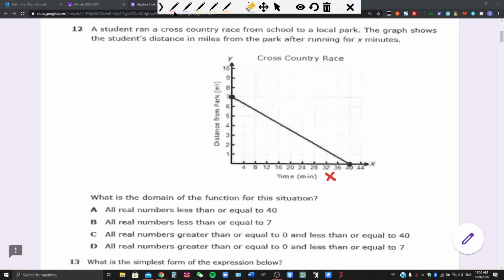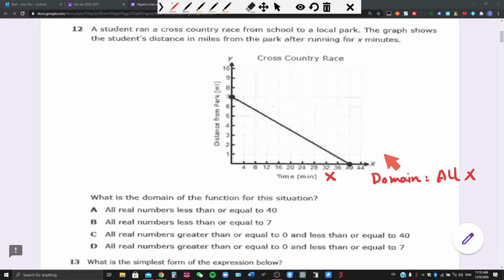Domain. So what is domain? Domain is all the possible x. So what are the x? Well, the x is from 0 to 40. So from 0 minutes to 40 minutes, everything between 0 and 40. And that means the student ran to the destination within 40 minutes.